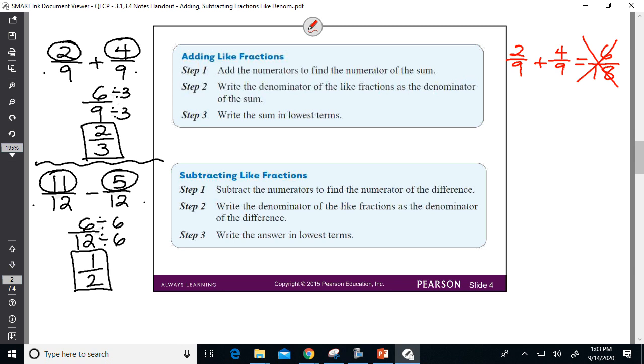Same thing with subtracting. 11 over 12 minus 5 over 12. 11 minus 5 is 6. 12 minus 12 is 0. There's my answer. Now there's 2 things wrong with this. Number 1, that's not how you're supposed to do it. Number 2, you can't divide by 0.